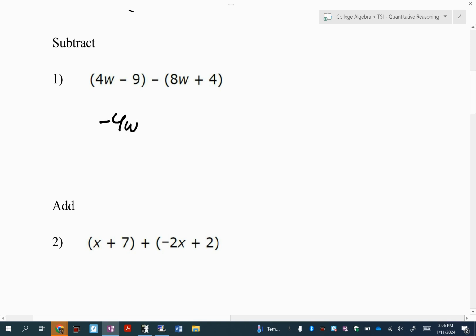Okay. And I'm also going to subtract the constants. So what's negative 9 minus 4? Negative 13. What up, Jasmine? Negative 13. Yes, because you're at negative 9 and you're moving left.